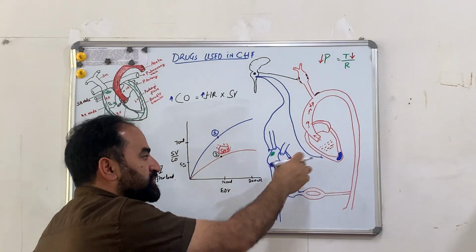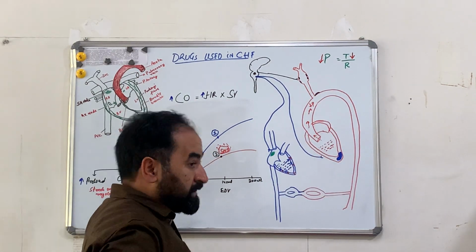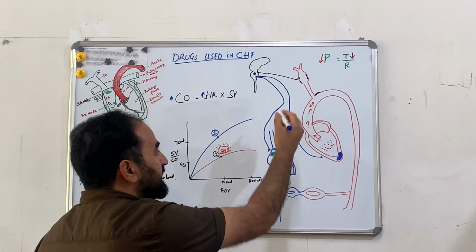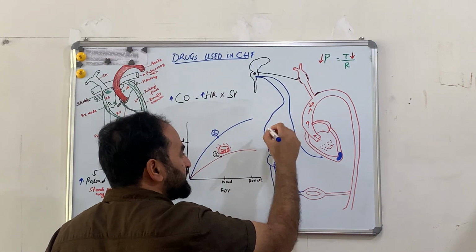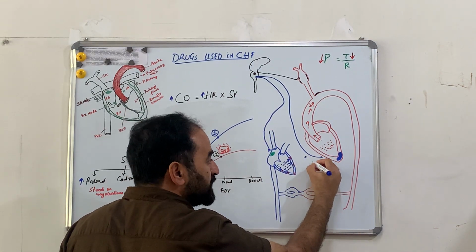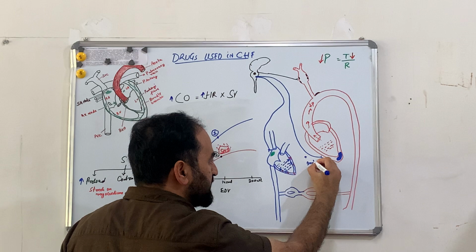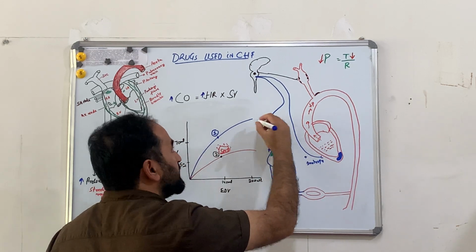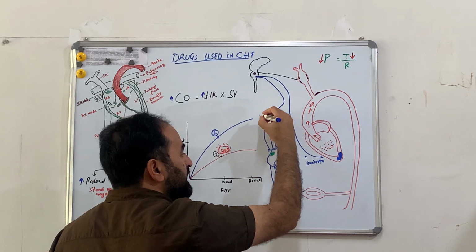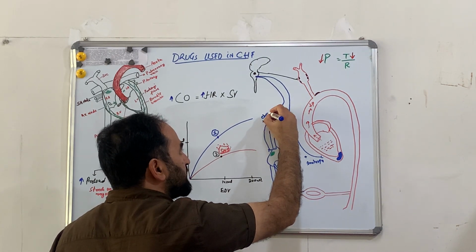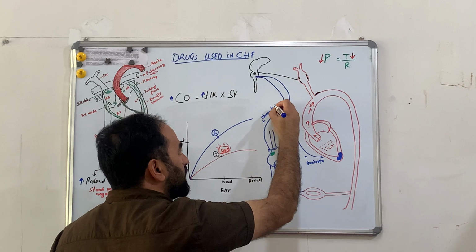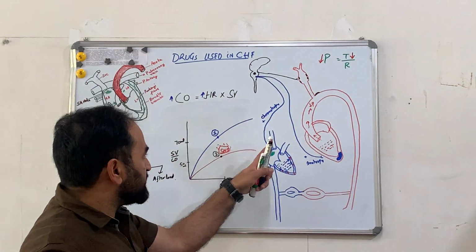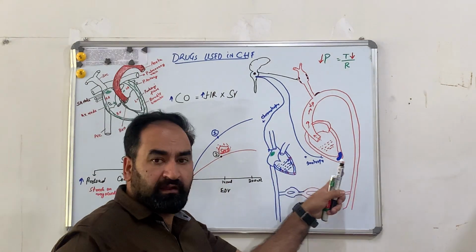There is also a beta 1 receptor there. It tells the heart to increase the force of contraction. The increase in the force of contraction is known as inotropy. And the increase in the rate of contraction, the heart rate, is known as positive chronotropy. That means initially it is doing a good thing: increasing the heart rate and increasing the contraction.